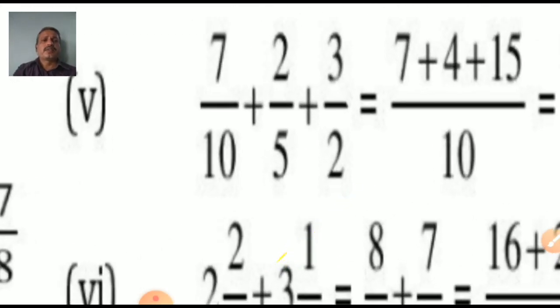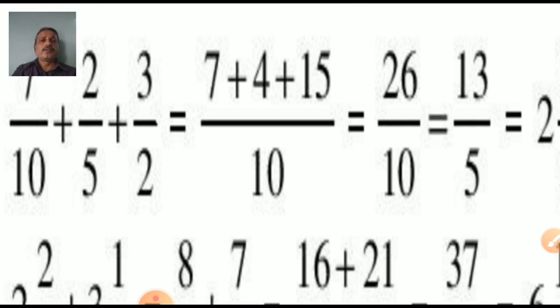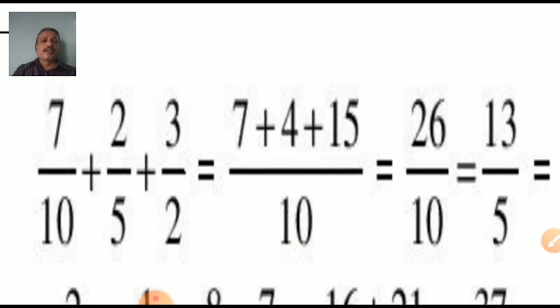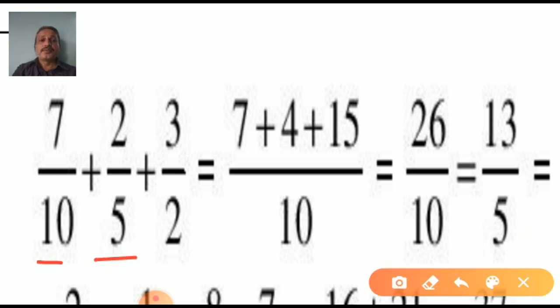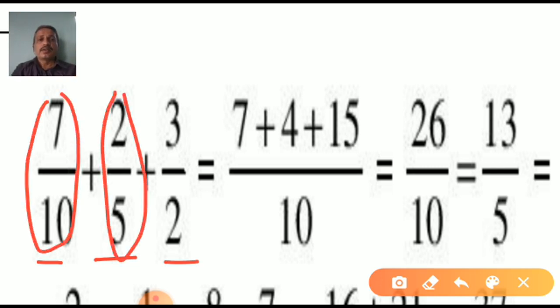Very nice. Good, good, good. Very good, students. Sometimes you may be confused. 3 numbers are given, 1, 2, 3. What do we have to do with these 3 numbers? Yes, either addition, subtraction or multiplication. So the first number is 7 upon 10. The second number is 2 upon 5. The third number is 3 upon 2. What do we have to do now, students?